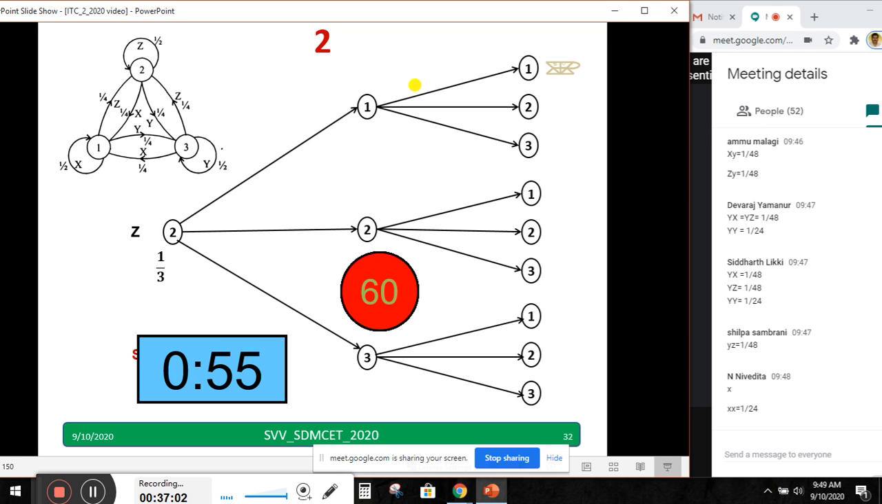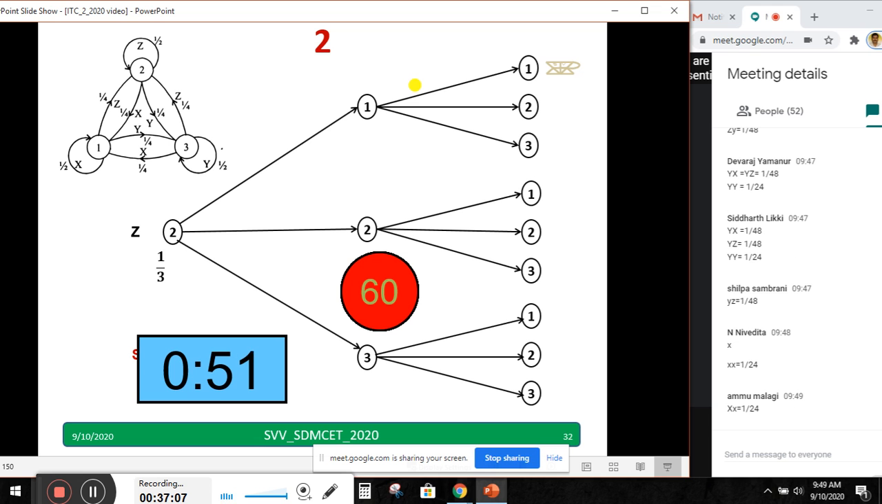I want everyone to do it because I'll call a random number. I'll bring the attendance sheet from last semester. I'll call 5 names. Ammu has typed XX 1 by 24. Okay. Continue. Do it neatly. I'll ask 5 students to show their notes after completing this 2 and 3.